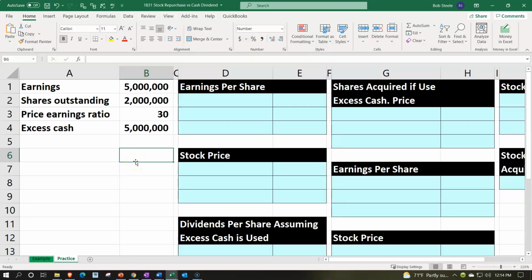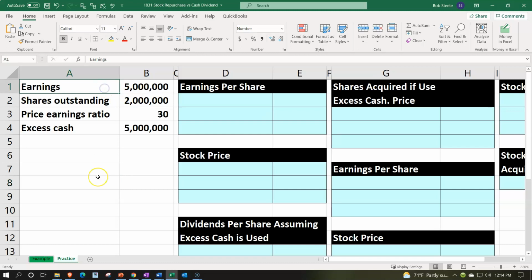Here we are in our Excel worksheet. If you have access to the Excel worksheet and would like to follow along, note that we're in the practice tab as opposed to the example tab, the example tab, in essence, being an answer key. Information is on the left-hand side, and we populate that information into the blue area on the right-hand side, contrasting a situation where the company is going to repurchase stock versus using the money to give a cash dividend.